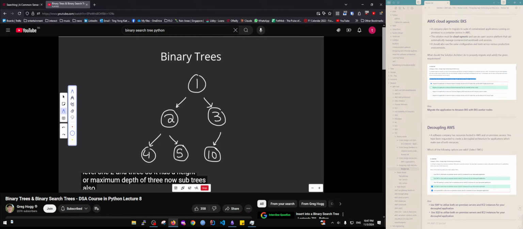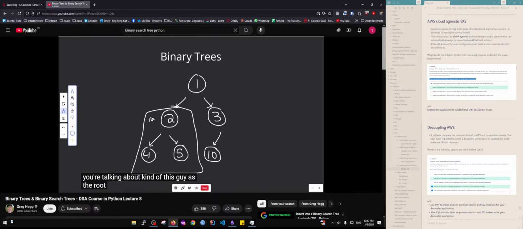Now subtrees also have a height as well, because if you're talking about this guy as the root here, then he is a tree. It's a subtree of this main tree. And so this tree would have a height as well. So this guy would have a height of 2 because he has himself and he also has going over here. And so that means we could define a leaf node as something that has a height of 1 because it just has itself. It has nothing to the left and nothing to the right.